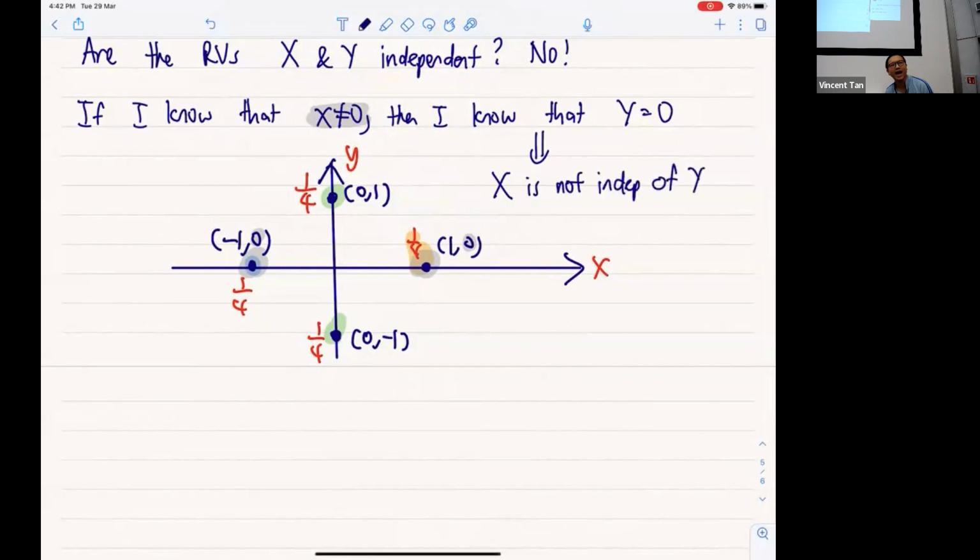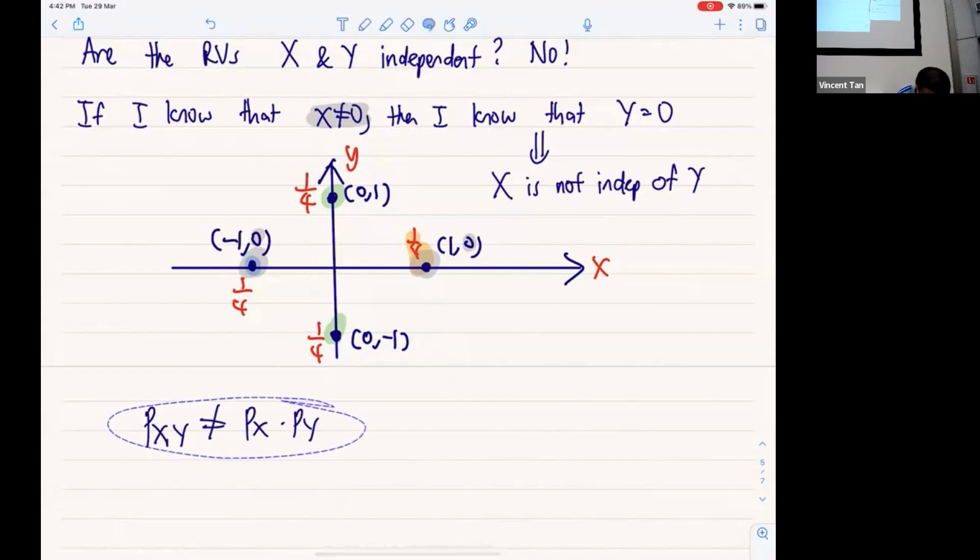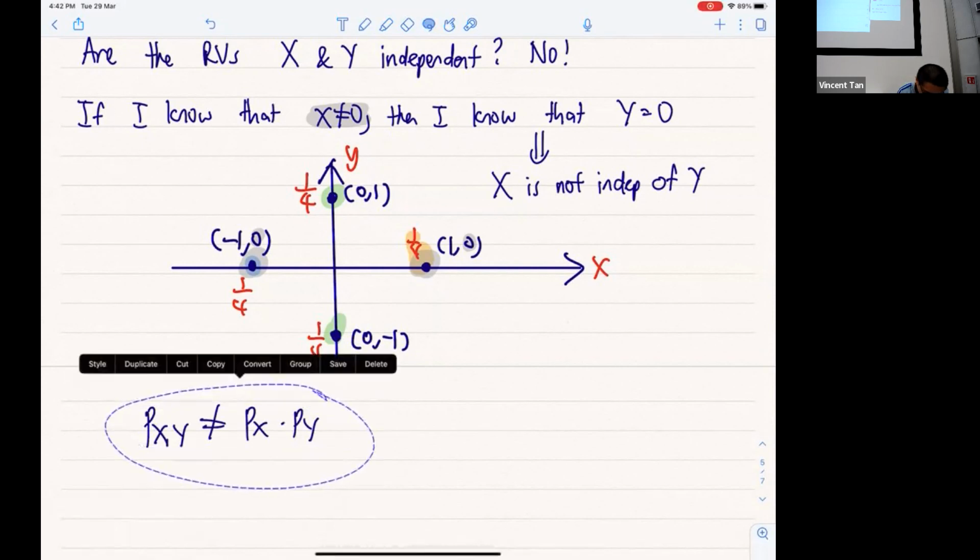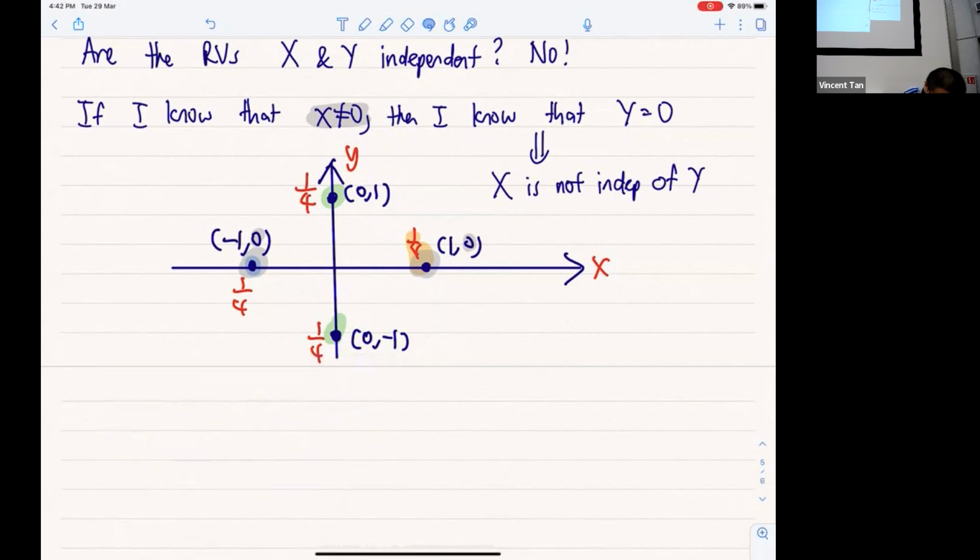Of course, you can do the hard work and check that P of XY is not equal to P of X times P of Y. But this takes effort and we don't need to do that. We're just going to observe by the picture that if I know that X is not equal to 0, I have information about X, and I can actually know something about Y. That means that they are not independent. Understand?